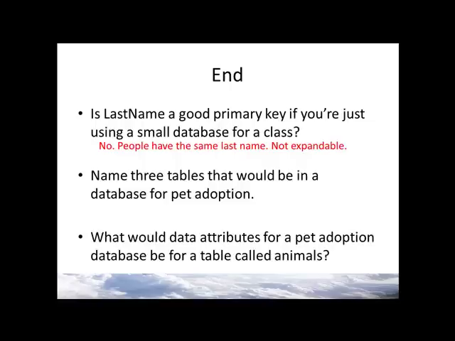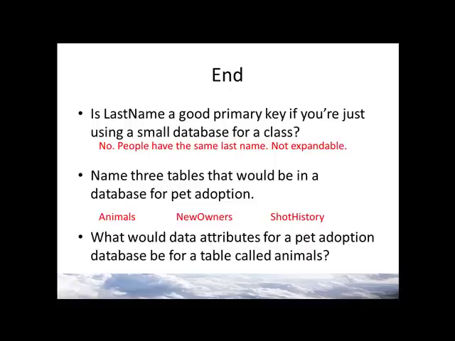Name 3 tables that would be in a database for pet adoption. There's lots of tables you could probably figure out for that application, but let's try animals, the animals waiting to be adopted, new owners, people seeking a new pet, and shot history. Shot history would be what the different animals waiting to be adopted have as their medical record.